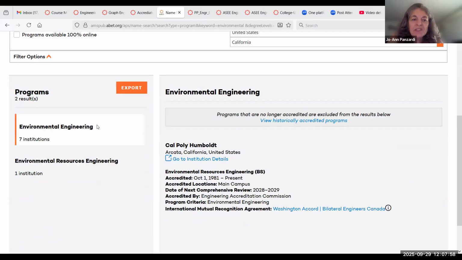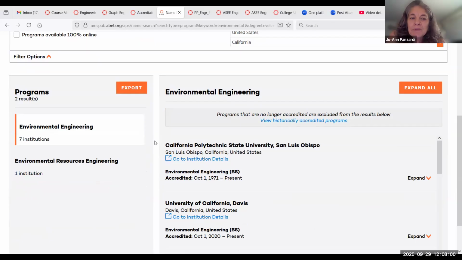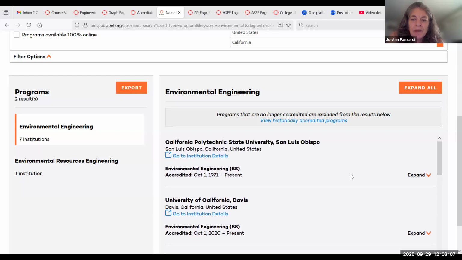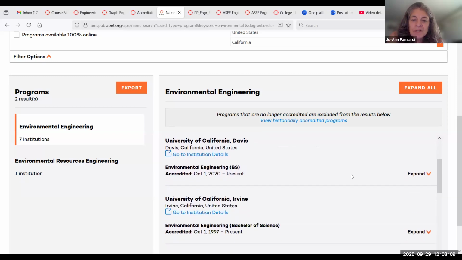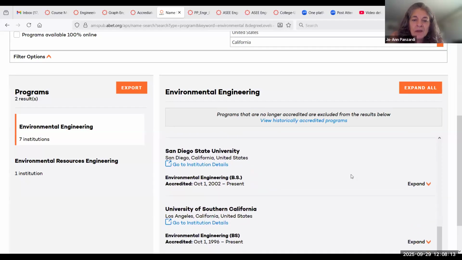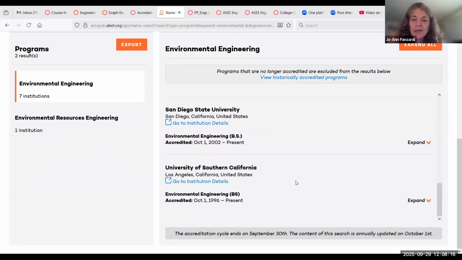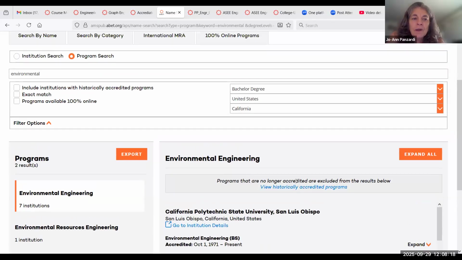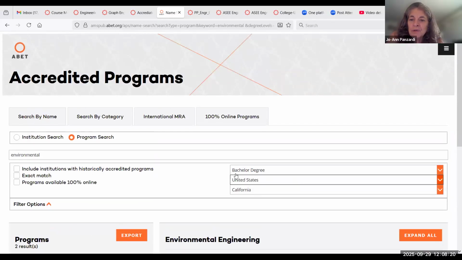But let's look. So there's 7 programs in California that have ABET accredited environmental engineering. So Cal Poly San Luis Obispo, UC Davis, UC Irvine, UC Merced, UC Riverside, San Diego State, University of Southern California. So if you want to get a bachelor's degree in environmental engineering and you want to stay in California, those are your choices. That would be my suggestion because they're ABET accredited.